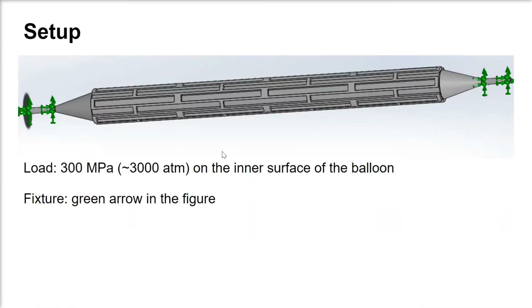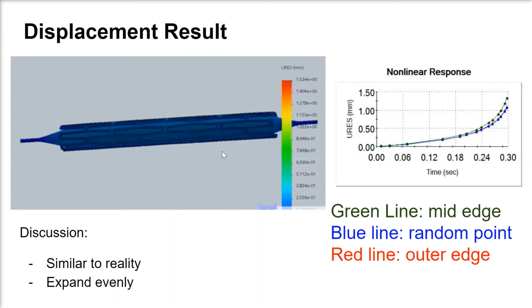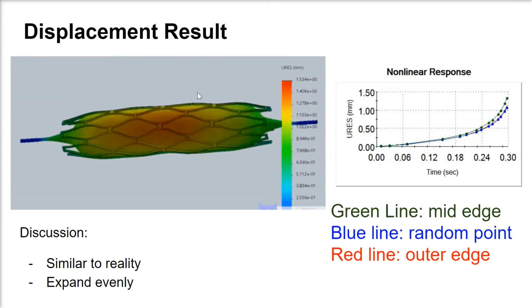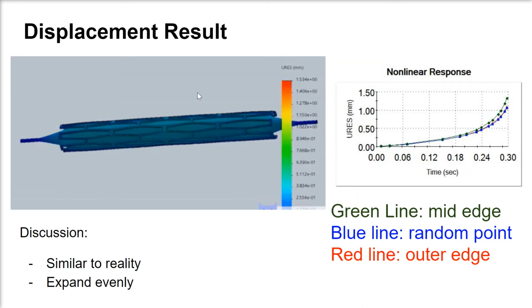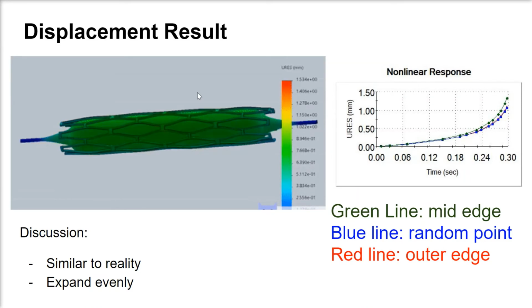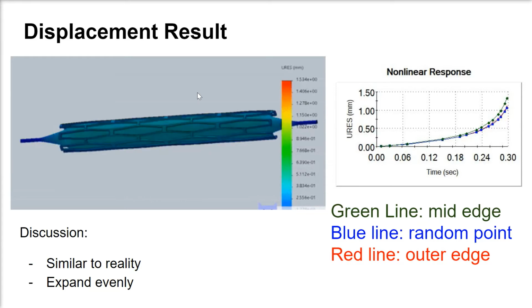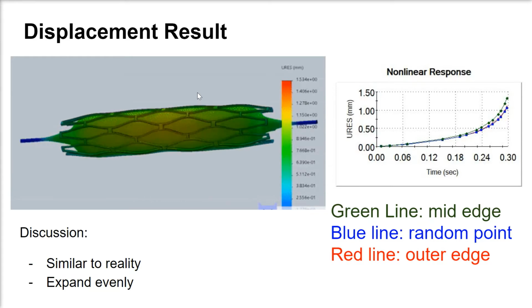And the balloon is made of PET, a plastic material, and the load is 3 kilo atmosphere to the inner surface of the balloon. The fixture is the green arrows in the figures. Both the animation and the response curve show the expansion is more even, and the nonlinear model is closer to reality, which is better for the future analysis. I move on to Kevin for the steady state thermal analysis.